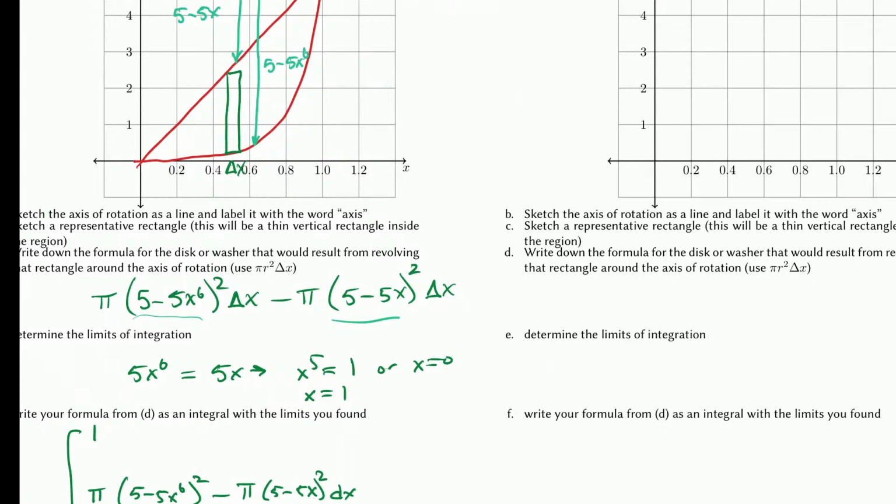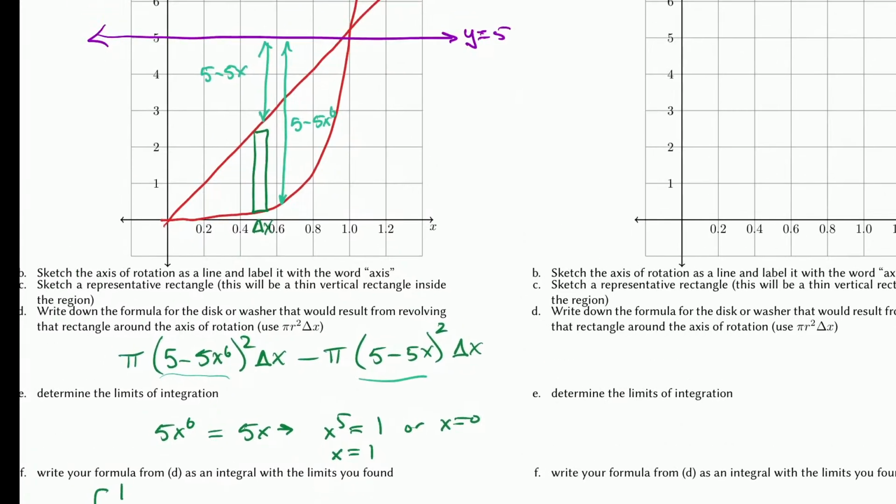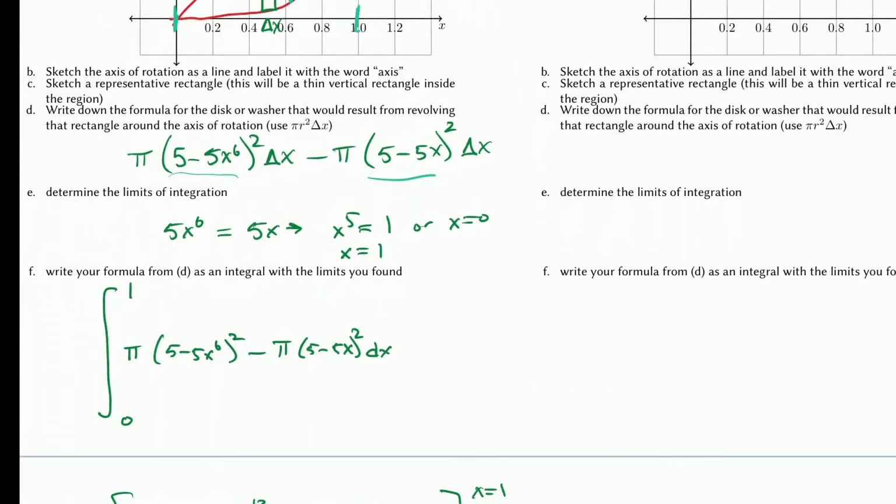You find that either x to the fifth equals 1 or x equals 0. So x equals 1 or x equals 0 are the two limits, which is kind of obvious if you've graphed it. And then finally, there's my integral. And all I did was I took this and shoved it into an integral, so it's just to have my limits there.